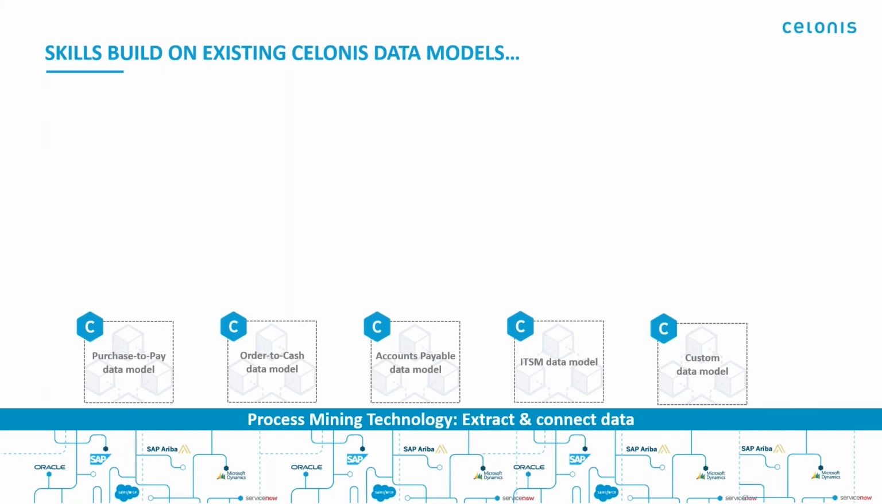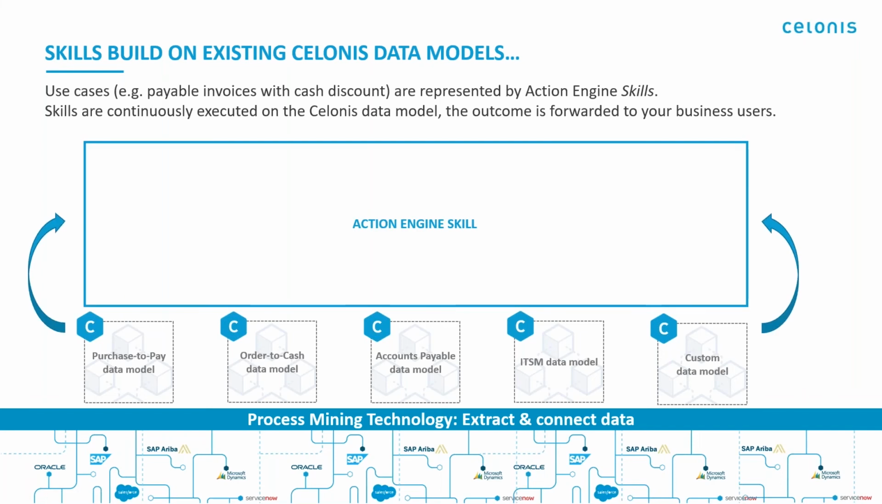kinds of processes. As an example, you will have a purchase to pay data model for the purchasing part, an order to cash data model, accounts payable data model, IT service management, or also any other custom data model for a custom system or process. Now, the skill of the Action Engine is placed on top of these data models. So from a high-level perspective, a skill will retrieve data from one or several data models.